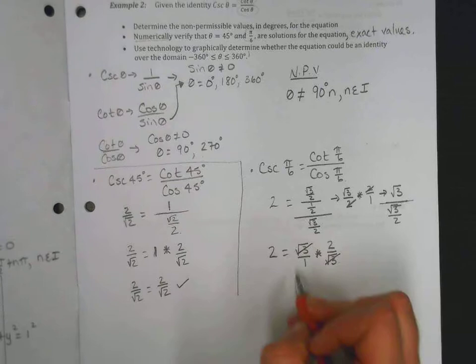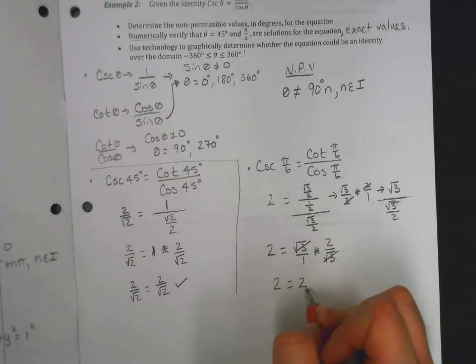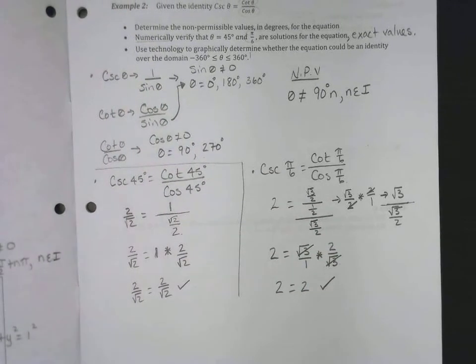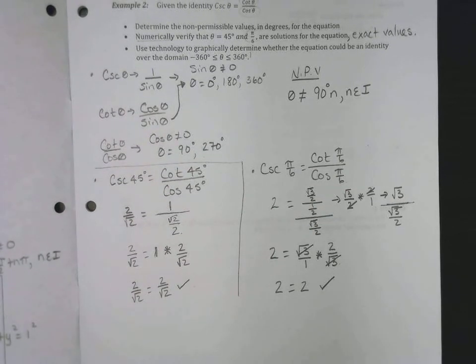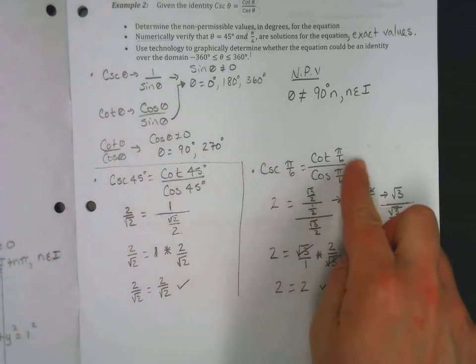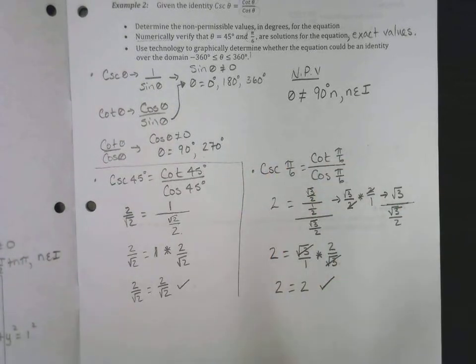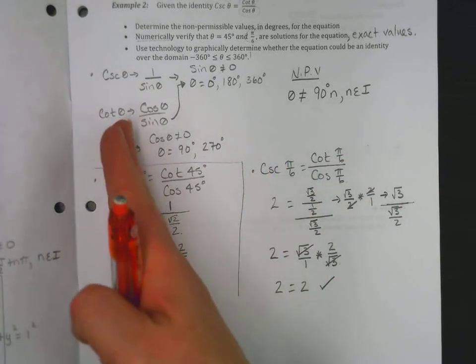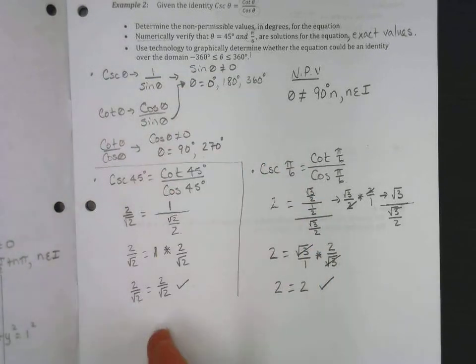As you can see, when you're proving an identity, you are never moving things back and forth from one side of the equation to the other. You should never move things. We are simply working on the left side or the right side and trying to equate those values to equal one another. Then it says, use technology to graphically determine whether the equation could be an identity over the domain of negative 360 to 360.